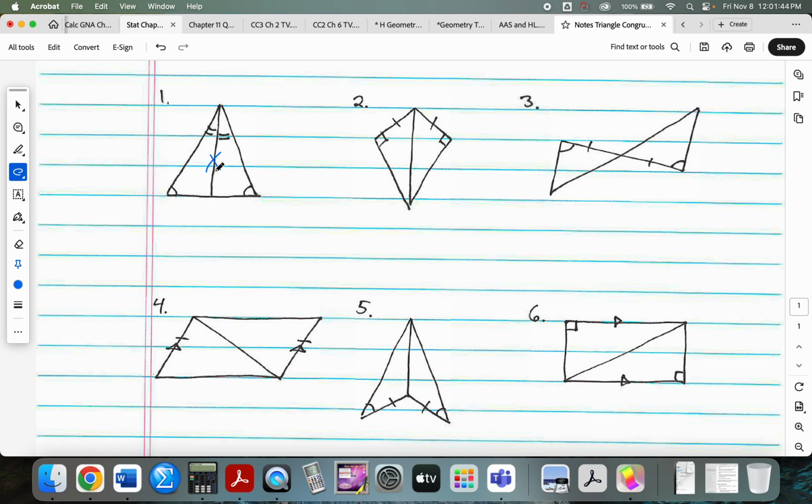Try again. This is a side. This is an angle. Yes, this is an angle. 2 angles on one side. Is this side in between this angle and this angle? Yes. No. So that's angle, angle, side.